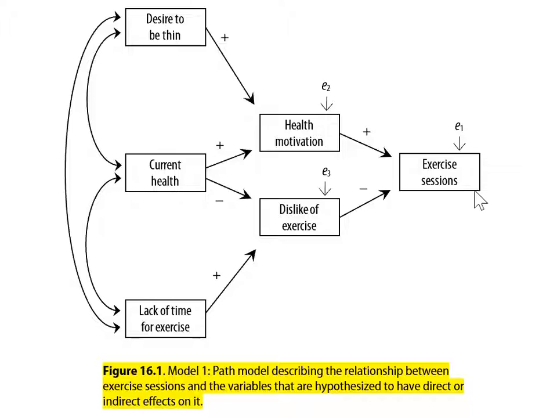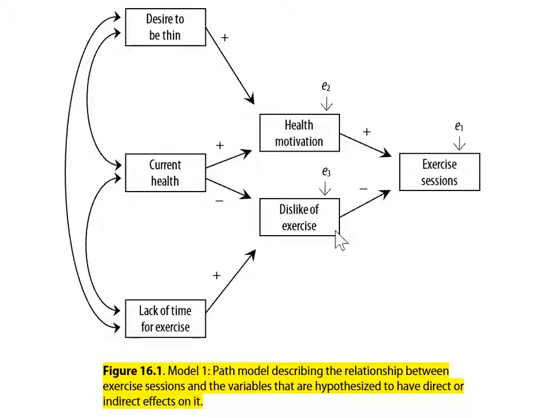First, let's begin at the end. At the end is the ultimate criterion variable that Dr. O'Day is trying to predict. It is exercise sessions, the number of times per week that the person engages in aerobic exercise for at least 15 minutes. She believes it'll be directly determined by health motivation. She thinks health motivation will have a positive effect on exercise sessions. Higher you score on health motivation, the more you'll exercise.